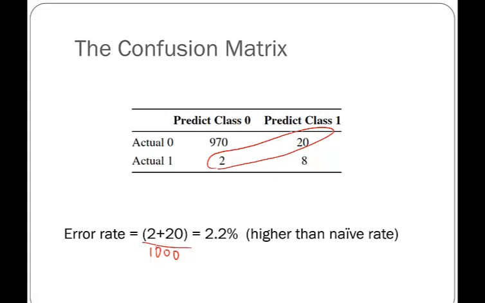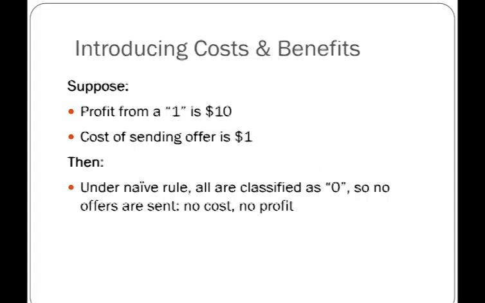And so we have to ask ourselves the question, is it worth it? And in this situation, the naive rule would predict everyone to be a 0, and so we would not send out any offers. And if we don't send out any offers, we're not going to get any business or any responses. So let's look at the profit that we would get from a 1. In this case, we'll say if it's a 1 and we identify it correctly, we make $10, and it costs us $1 to send out each of the offers. So if we use the naive rule and everyone's classified as a 0, then we don't send out any offers. It doesn't cost us anything, but we don't make any money.